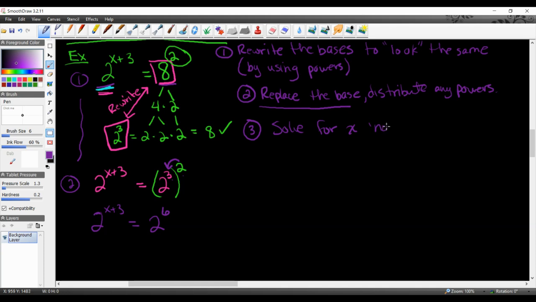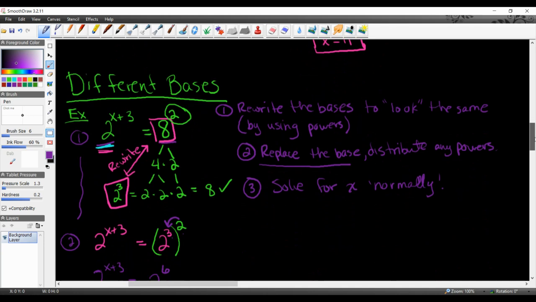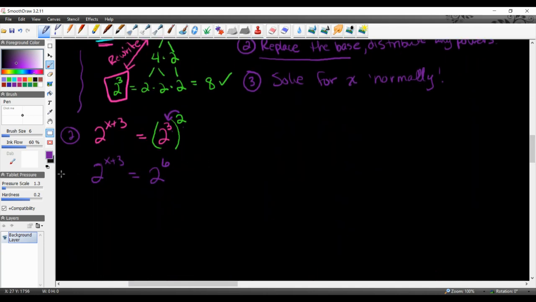I'm going to put normally. In other words, just like we did the first example. So just how we did these, if we look at this part right here, we have the same base now. We have a 2 and we have a 2. So we can go ahead and just look at the exponents. Okay, I'm going to put this as number 3. Okay, step 3.